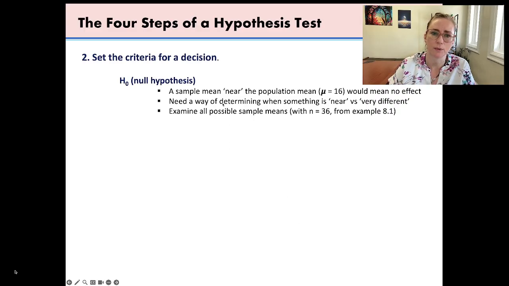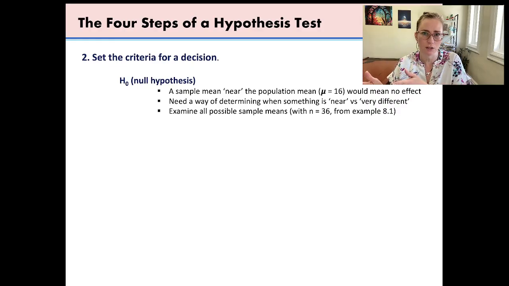So a sample mean that is near the population mean would mean no effect. Not to have 2 means in there, but it means there would be no effect. So we basically are looking for how outlier you need to be, how extreme you need to be, to where we can say you are different enough from the population, some change actually occurred.